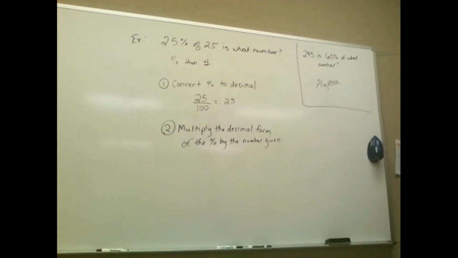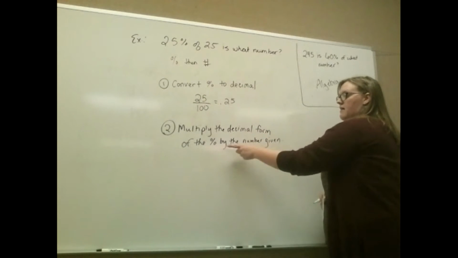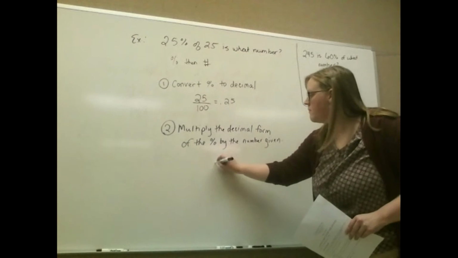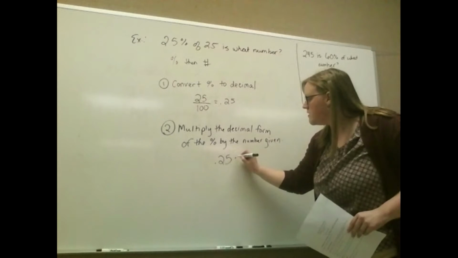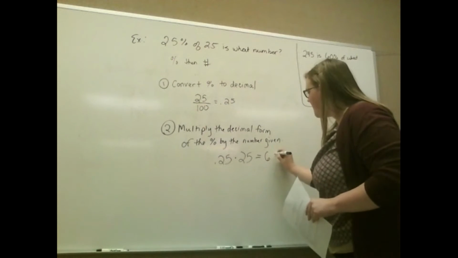All right, so Lisa, we're to you. If we were to take and multiply the decimal form of the percent by the number given, what expression would we have? 0.25 times 25. Perfect, yes. 0.25 times 25. And if someone could be as kind, because I did make this one up, 6.25, thank you.